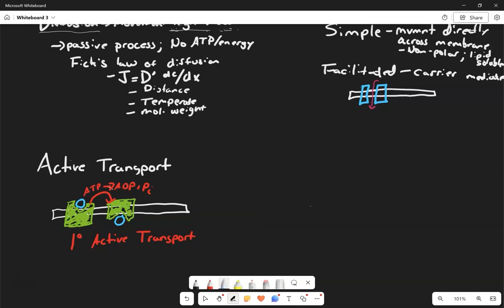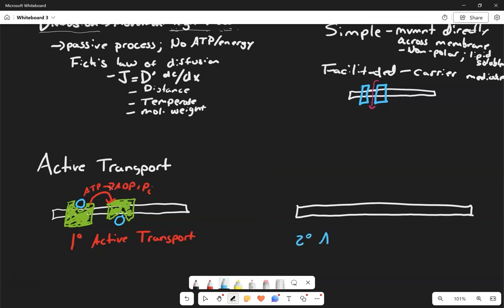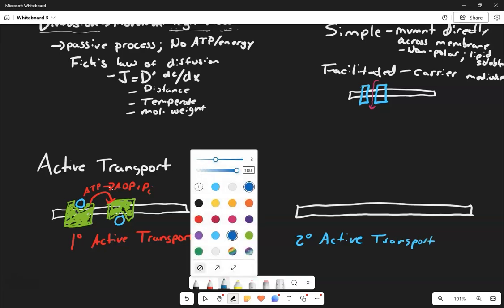Another type of transport that uses energy is known as secondary active transport, and it's a little bit more complicated than primary active transport because it doesn't use the energy directly. So it does use energy, usually in the form of ATP, but it doesn't use it directly. And so in order to look at this, we're going to take a look at the sodium glucose symport channel. So I'm going to draw a very simplistic variation of this sodium glucose channel.